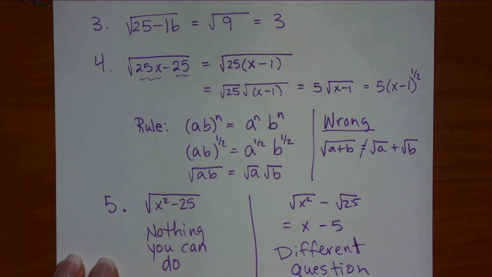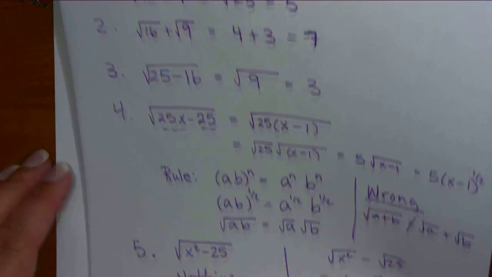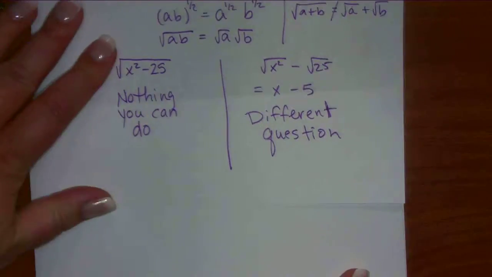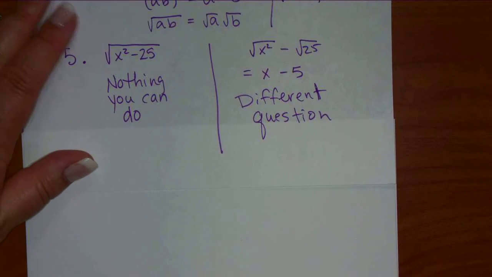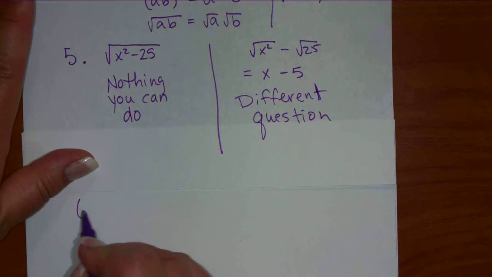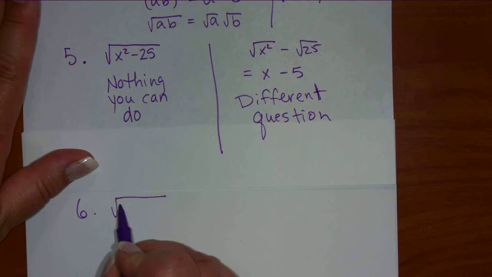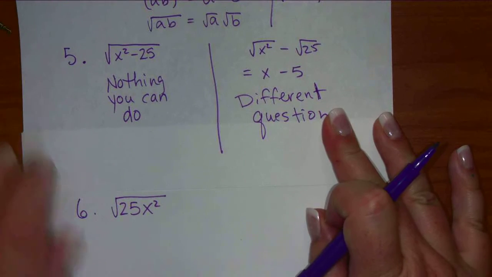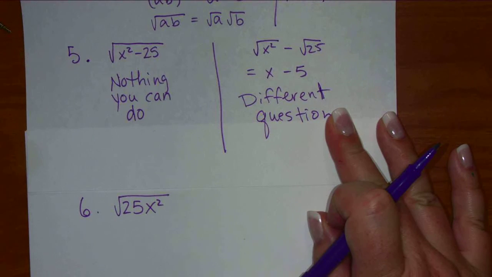Okay, so what's the rule? You cannot break it up if there's a minus or a plus. If they're multiplied, you can. So let's write it as multiplied under. So let's say I have 25x squared. See, those are multiplied instead of added? What's the answer to that one?